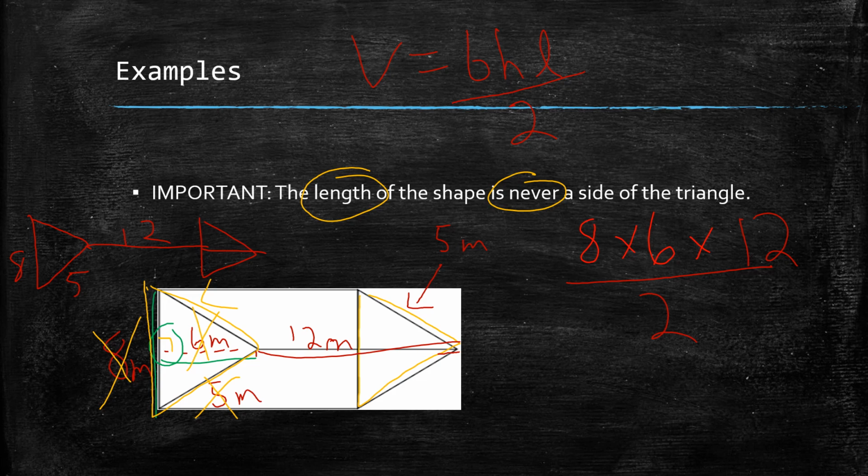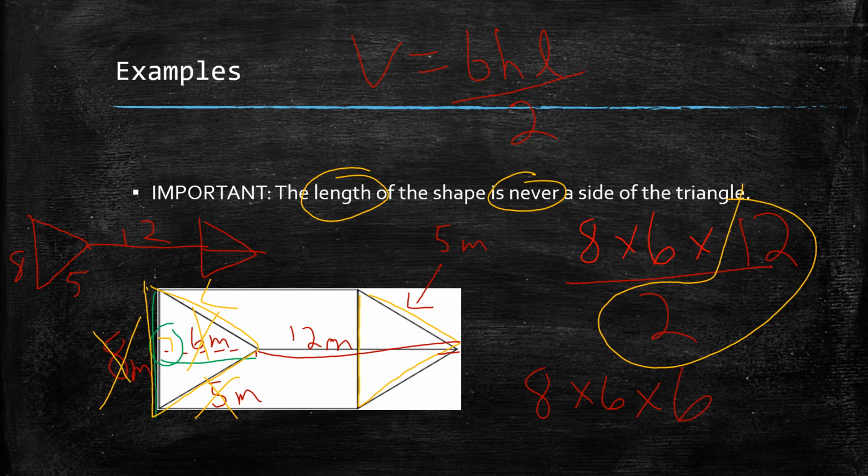You can multiply 8 times 6 times 12 divided by 2. You could divide 8 divided by 2, and then you have 4 times 6 times 12, or you could do 6 divided by 2 and get 3, so you'd have 8 times 3 times 12. I prefer to get rid of that bigger number when possible, so I'm going to choose 12 and do 12 divided by 2. When I do that, I get the new problem of 8 times 6 times 6. That's a lot easier to work with.